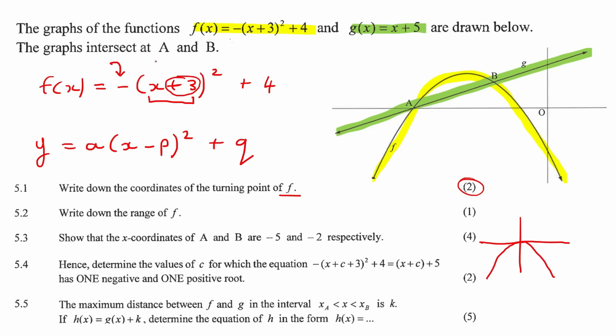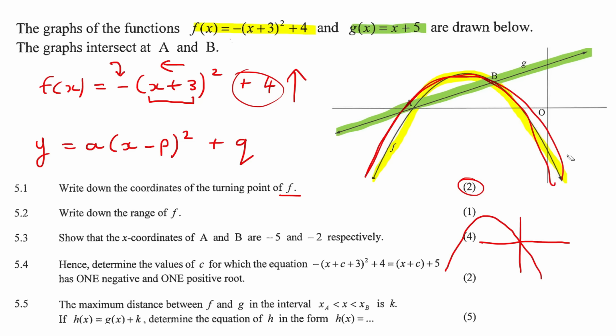Then, if we move it 3 places to the left, it's going to be maybe like over there. And then the plus 4 means it's going to go up by 4. So if we move it up by 4, then it's going to go maybe something like that. And that is exactly what we can see over here. So the negative makes it go upside down. The plus 3 makes it go left. If it was a negative, it would go right. And then the plus over here makes it go up. If it was a negative, it would go down.